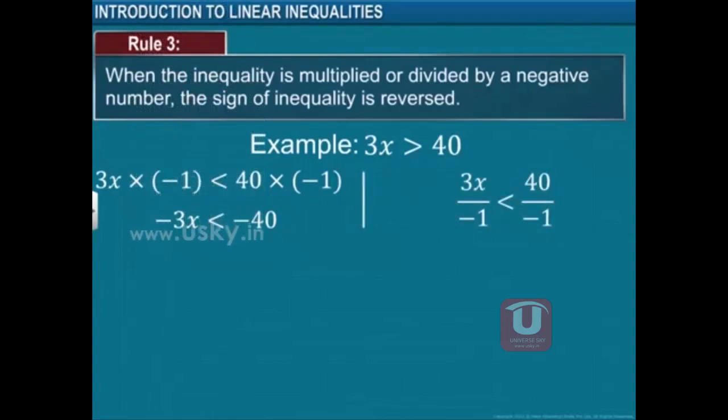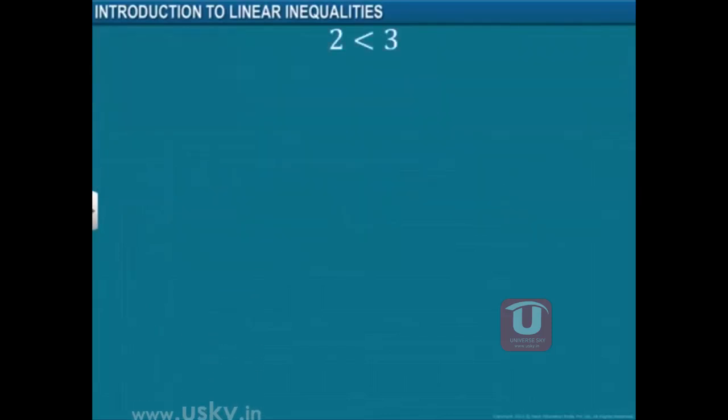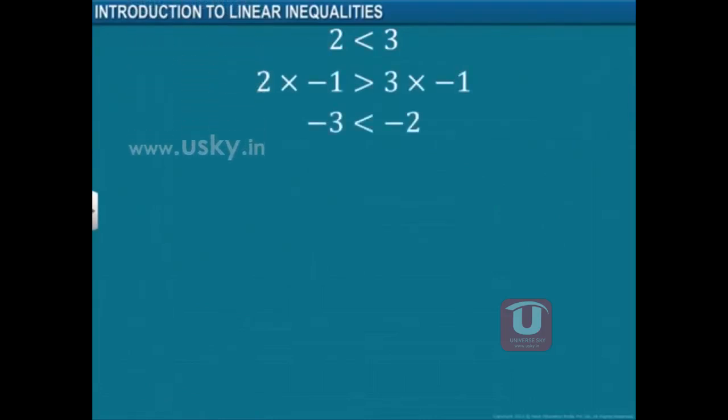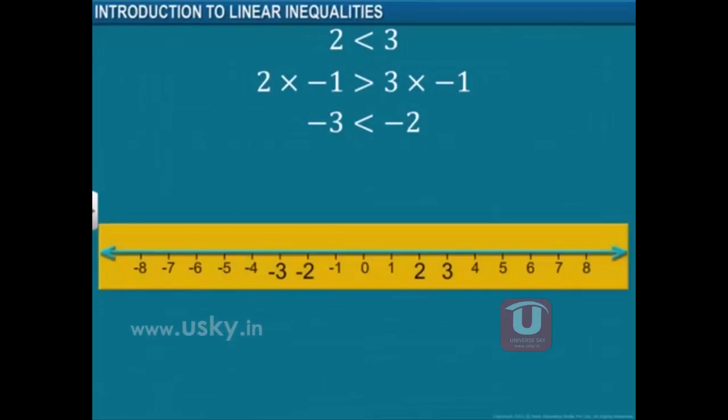The intuition can be understood with the help of the real line. We know that 2 is less than 3. Let's multiply with -1 on both sides. We change the signs since we are multiplying with a negative number. If we observe the numbers on the real line, -3 is less than -2. That is why we change signs when we multiply with a negative number.